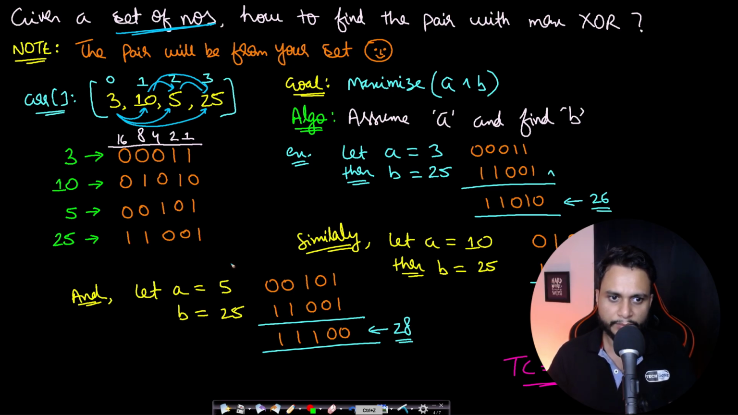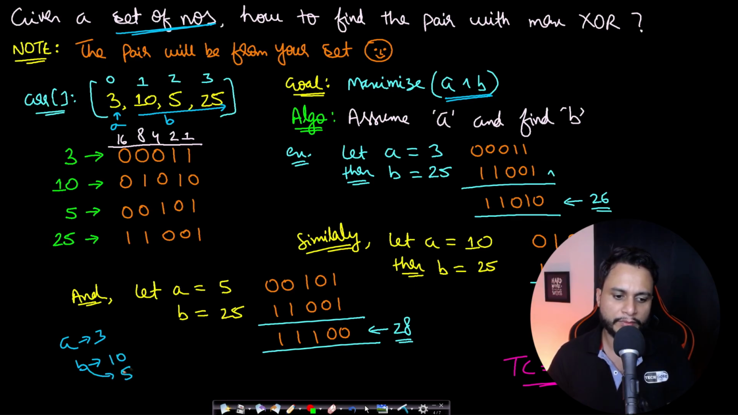So how did this approach actually work? This approach works because our goal is to maximize a XOR b. If I assume that I will pick this as a, then we will try to pick all the rest of the items as b, one item after another. So once we have picked a as 3, then we will try to pick b as 10, we will try to pick b as 5, and we will also try to pick b as 25. And then we will XOR this 3 with 10, XOR this 3 with 5 and XOR this 3 with 25 and check out what is giving me the maximum value.